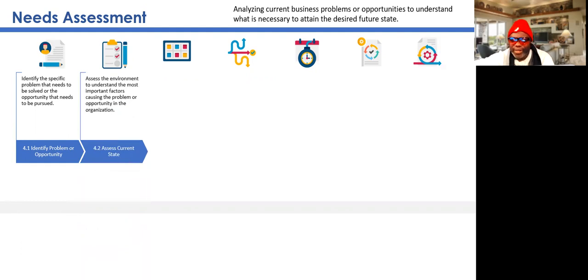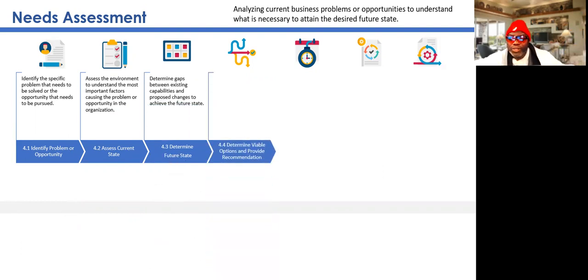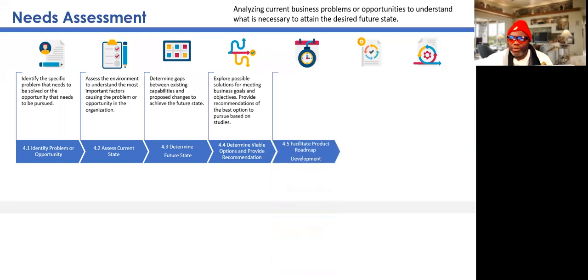Makes sense. And then you assess the current state. Where are we at currently? You try to assess the environment to understand the most important factors causing the problem or opportunity in the organization. And then you determine, where do you want to go? Where's the future? And then you determine viable options and provide recommendations. So you're going to have done some sensible research to say, this is a solution that we propose.